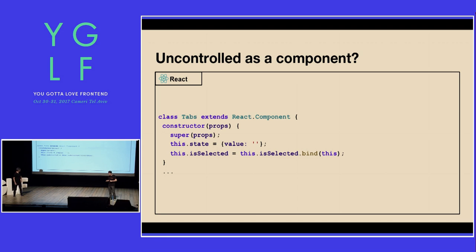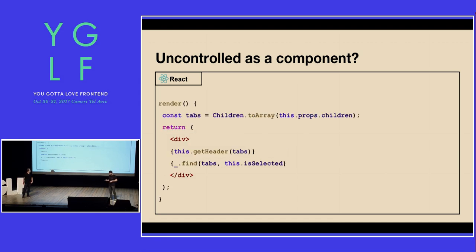For making the React component of the uncontrolled version, we first start with a constructor. We define the state as an empty string. We implement the render function, which takes all the tabs and separates them into header and content. And we just use the value, as we've seen in the beginning, to decide which one is active. We'll see it in a moment in the function isSelected.